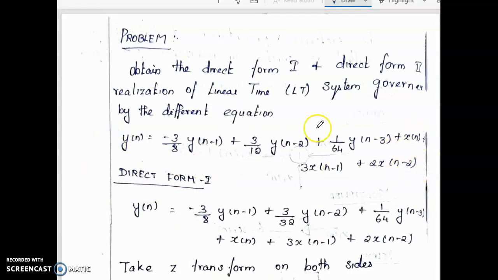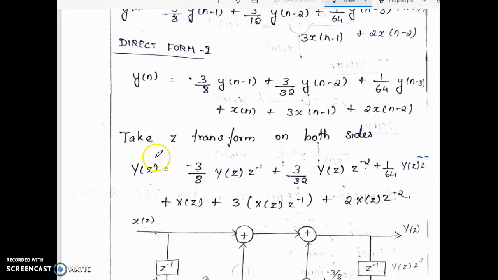Now this equation undergoes the z transformation on both sides, so we can rewrite it by directly applying the z transformation. So Y of z is equal to minus 3 by 8 Y of z power minus 1 plus 3 by 32 Y of z power minus 2 plus 1 by 64 Y of z power minus 3.